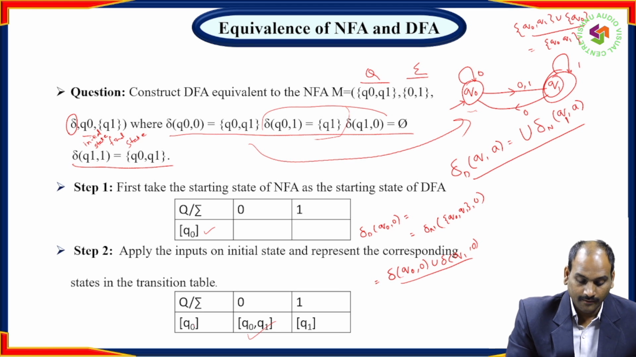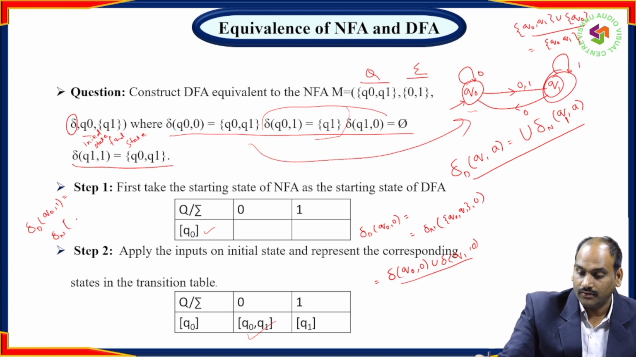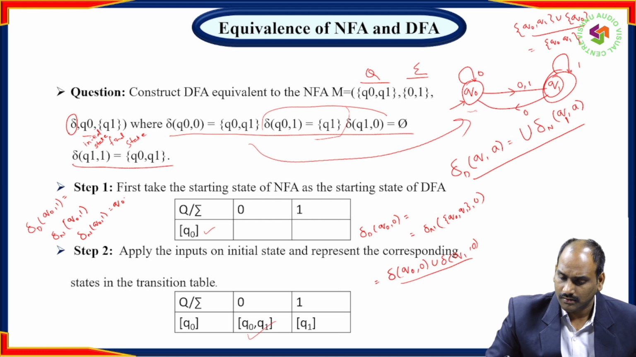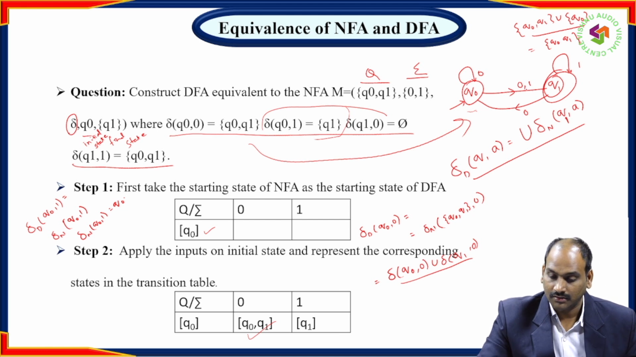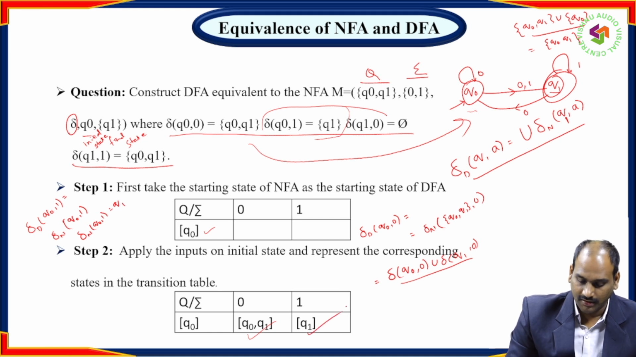Similarly, you can test it for delta of Q0 on 1. Delta D of Q0 on 1 can be written as delta N of Q0 on 1. What is the value of Q0 on 1? Sorry, Q0 on 1 is Q1. So here we get Q1.